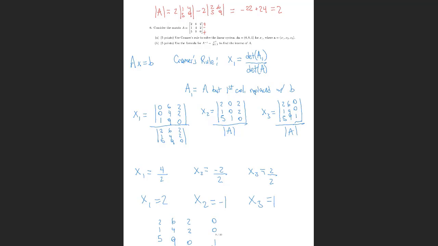All right, so then I'll go ahead and clear the board, and then we can talk about part B. Okay, so we already found that determinant of A was equal to 2 earlier. So to get the inverse using this formula, we need to calculate the matrix of cofactors. So that's what C would be.